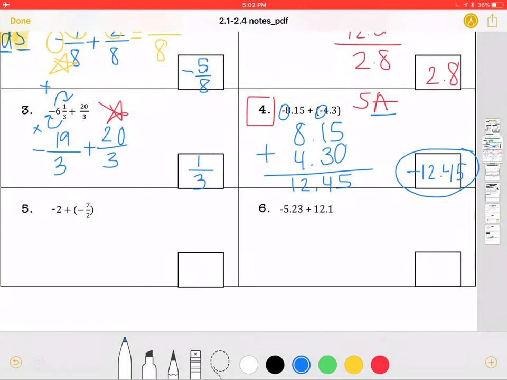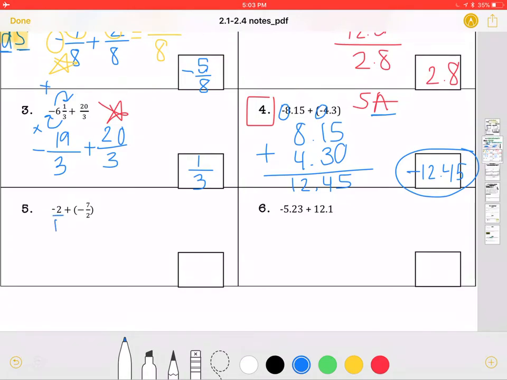If you would like to, you can pause the video and try 5 and 6 and then come back and check in as I go over the answers. If you want me to walk through it, you can just keep playing along the video and following and filling in your notes with me. I'm going to go through how to do 5 and 6 with you now. Number 5, I see a fraction and I see a whole number. Remember, I can rewrite a whole number as a fraction by putting it over 1.